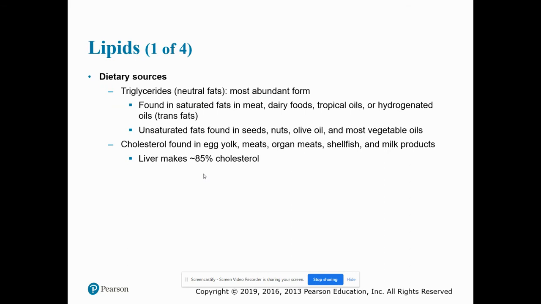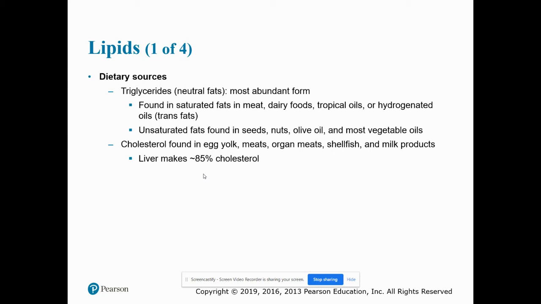Lipids. So we have our dietary sources. Triglycerides are the most abundant form, and they're found in saturated fats and meat, dairy foods, tropical oils, or hydrogenated oils. Unsaturated fats are found in seeds, nuts, olive oil, and most vegetable oils. And then cholesterol is found in egg yolk, meat, organ meat, shellfish, and milk products.